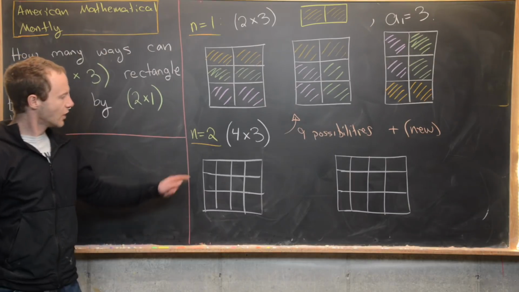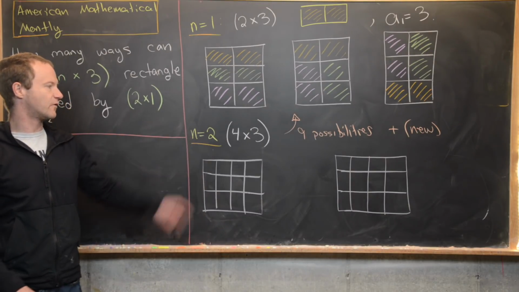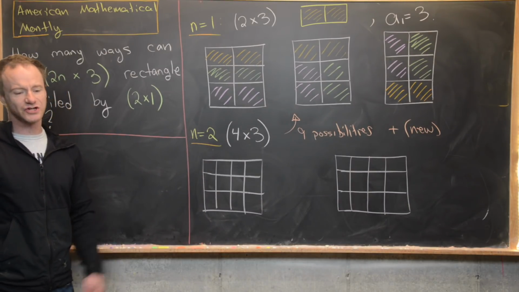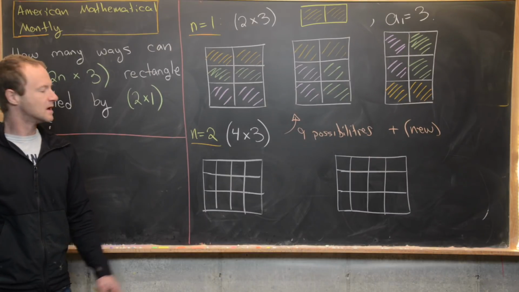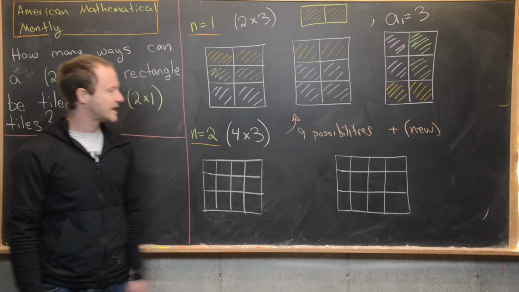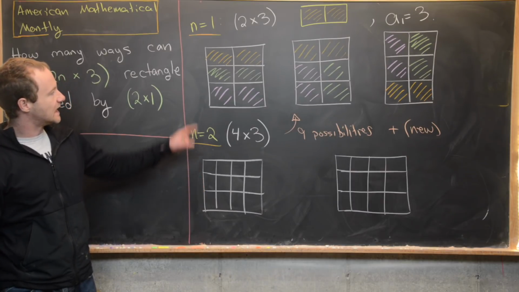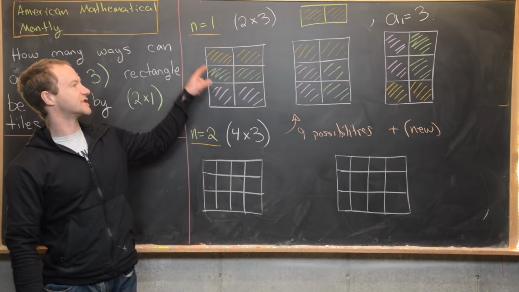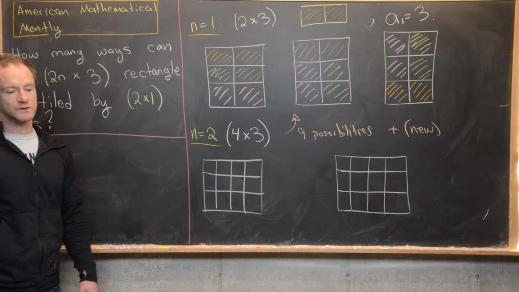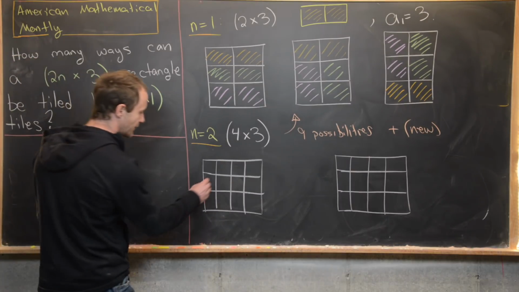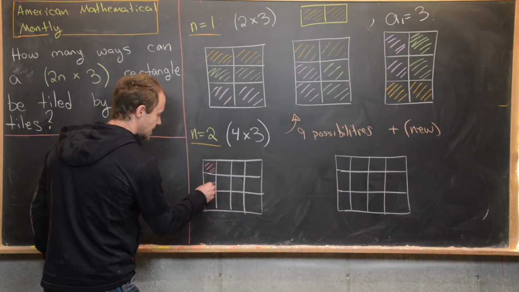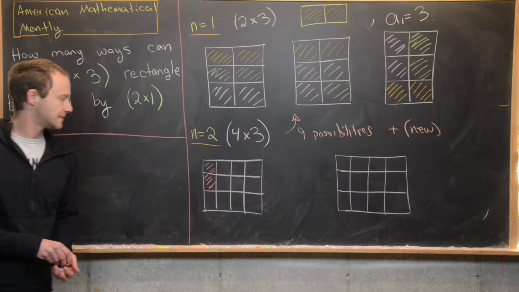So let's get some pictures of 4 by 3 grids on the board, and then we can count up the new tilings. Okay, so now we've got 2 copies of our 4 by 3 tiling on the board, and that's actually all the new ones that we'll need. So let's see how we can tile this in a way that doesn't use a starting point from our n equals 1 case.